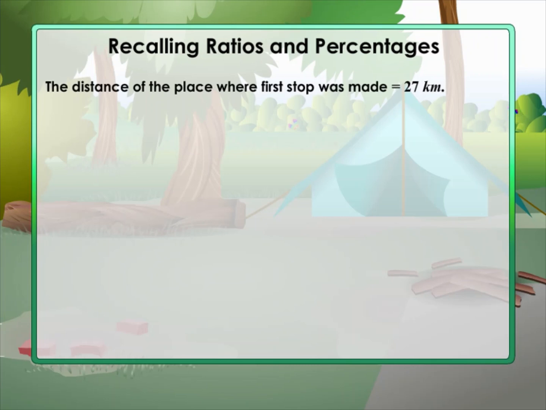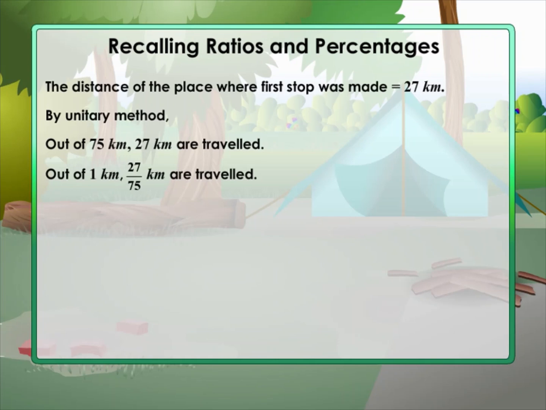The distance of the place where the first stop was made is equal to 27 kilometers. We find the percentage of distance by unitary method. Out of 75 kilometers, 27 kilometers are traveled. Out of 1 kilometer, 27 by 75 kilometers are traveled. Now we calculate for out of 100 kilometers, which is 27 by 75 times 100 kilometers are traveled. That is, 36% of the total distance is traveled.